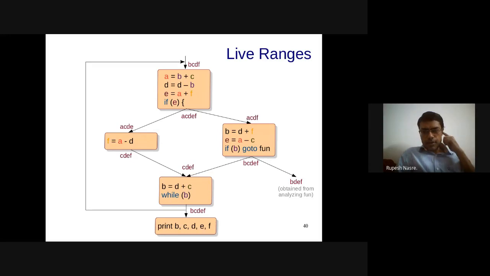So our program, which was like this, and we had computed various live ranges, so I am going to color code them based on the information that the co-live information gives. And I am going to draw those live ranges here.